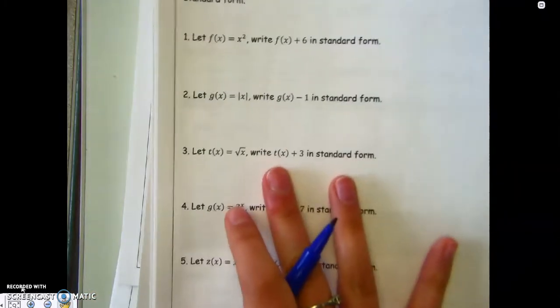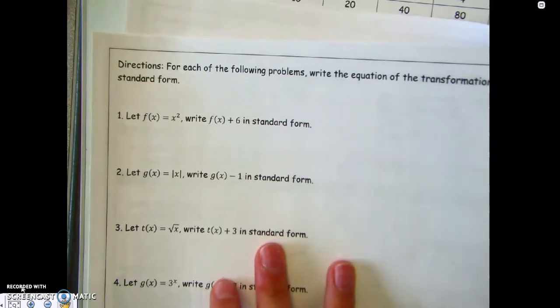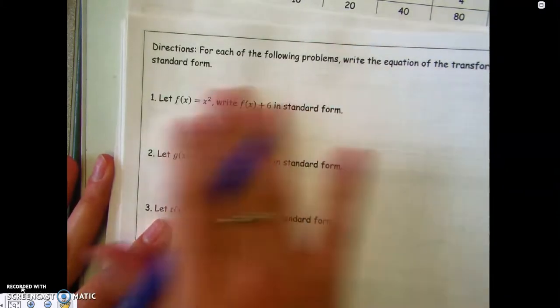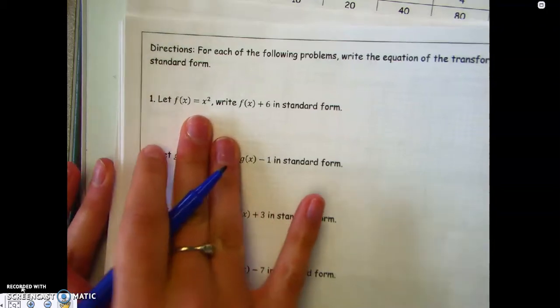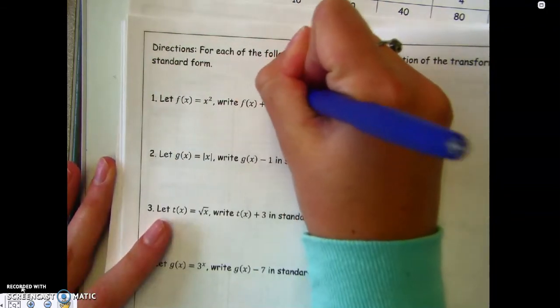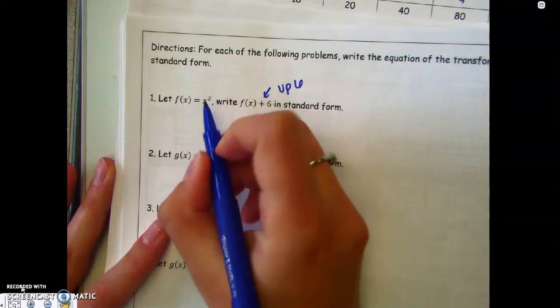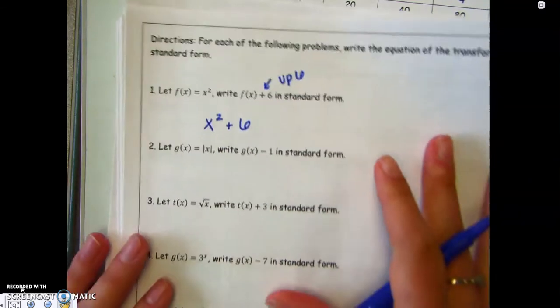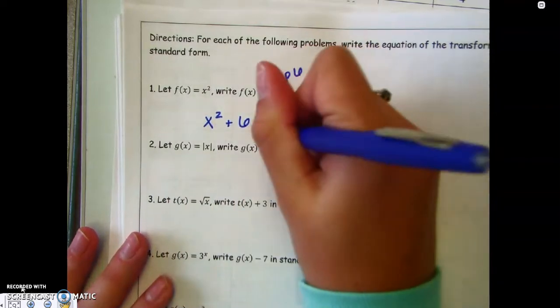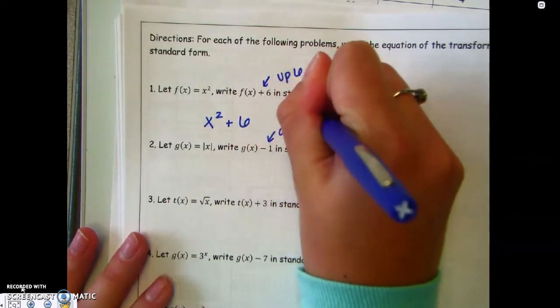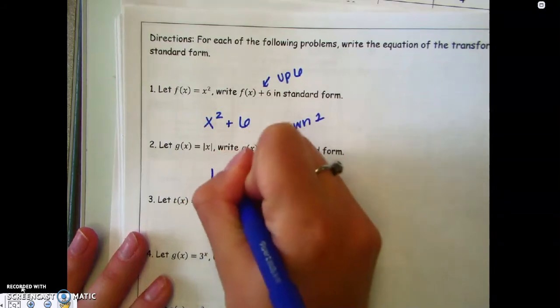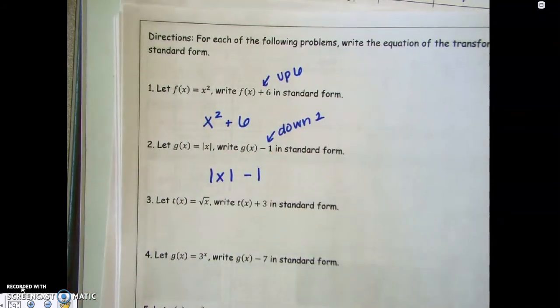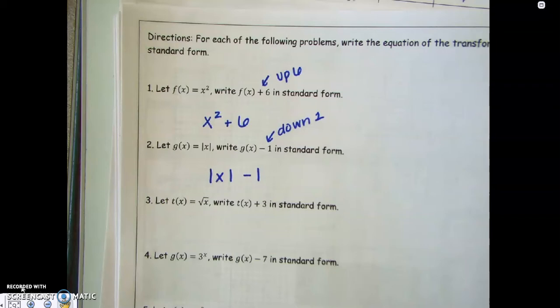Okay, and so if you flip over the page, there's just practice on how to write it in standard form. So this will tell you, write the equation of the transformation in standard form. So f of x is x squared. This means I want to shift up 6. So to write that in standard form, I just take the original equation and I would add 6 onto the end. Okay. For this one, it wants me to take g of x and shift it. This means shift down 1. So I would just take my original function, which is the absolute value of x, and I would subtract 1 on the outside of the absolute value, parentheses, square root, anything else.